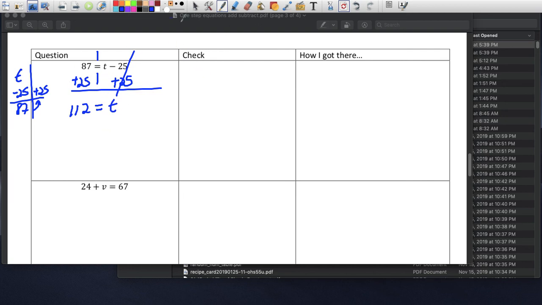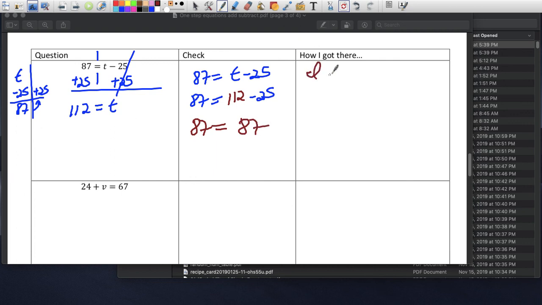Done. Check. So I want to do 87 equals t minus 25. That's my original equation. So wherever I see t, I'm going to replace it with 112. Again, please don't leave this like this. Take the extra step. That's 87. In your calculator, make sure 112 minus 25 is 87, and it is.